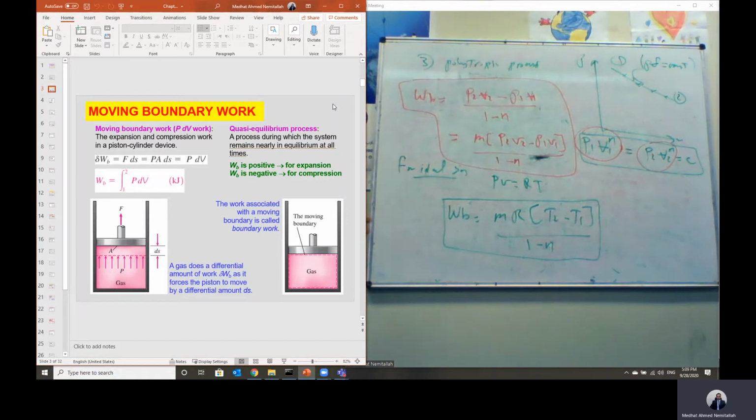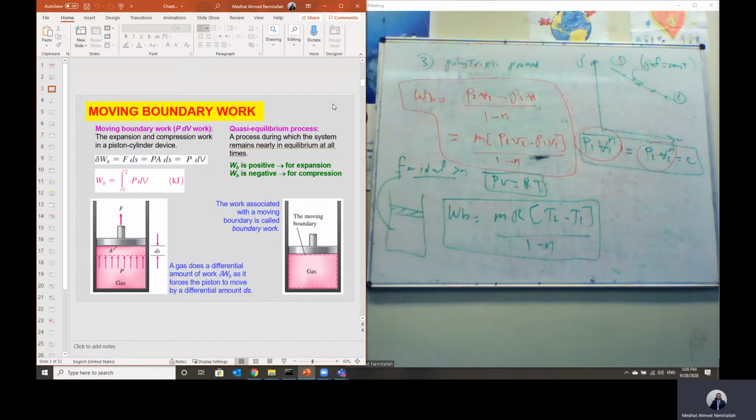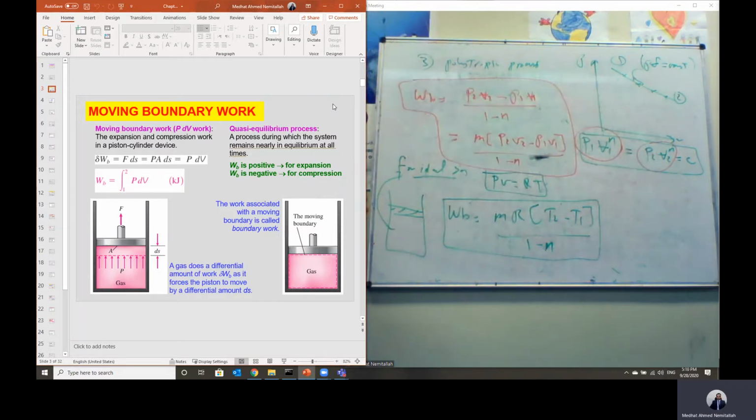So if the working fluid is an ideal gas inside a piston cylinder device, then this equation can be applied, because for ideal gas we have Pv is equal to RT. Then the boundary work will equal to mass multiplied by R multiplied by T2 minus T1 divided by 1 minus n. n, as I told you, is the polytropic index in this case. Okay. This work can be either positive or negative. Positive if it is expansion from 1 to 2, and it can be negative if the process actually is a compression process.